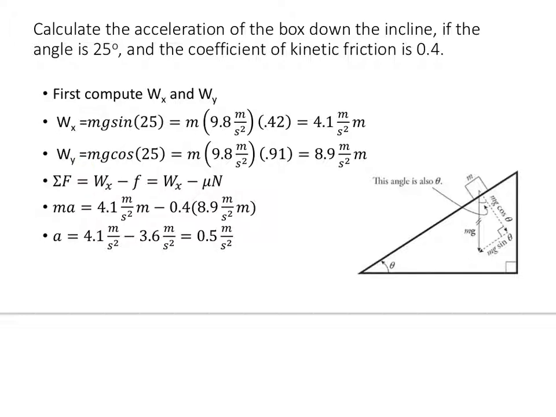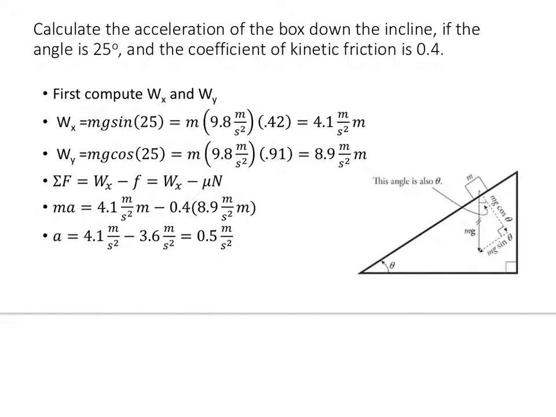Okay, so now we can say that the net force on the box, the sum of the forces, is equal to the force tending to accelerate it down the incline, which is Wx, minus the force due to friction, or Wx minus mu times N. Okay, so the net force is ma equals Wx, 4.1 meters per second squared, times m, minus the force due to friction, which is the coefficient of friction, that's mu, that's the 0.4, times N, and remember, N is the y component of the weight, which is 8.9 meters per second squared times m.